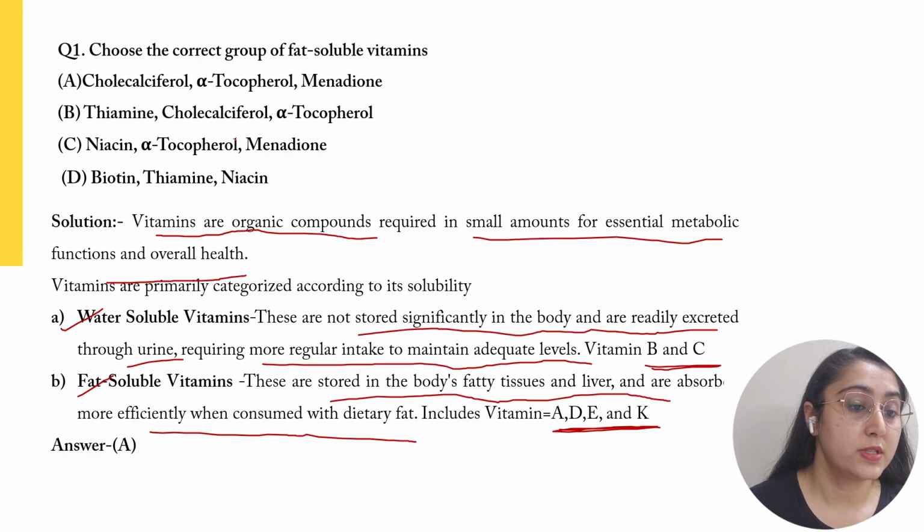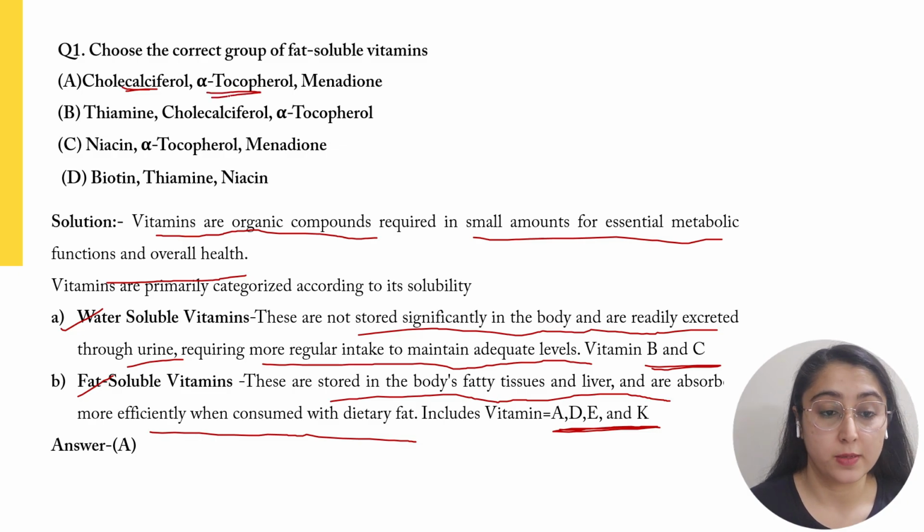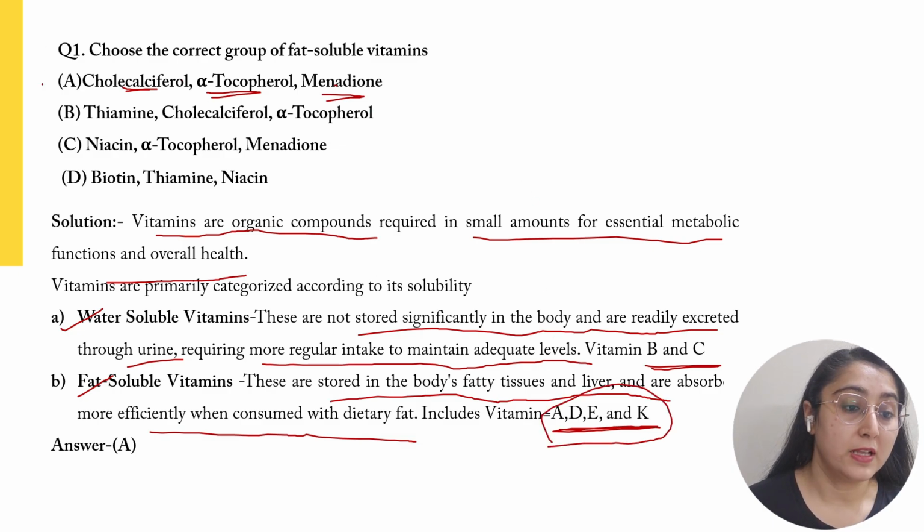So the first option is number 1: cholecalciferol, which is the name for vitamin D as we have just seen, alpha tocopherol, the name for vitamin E, and menadione, which is the name for vitamin K. So we have just studied that vitamins A, D, E and K are fat soluble. Therefore this is a group of fat soluble vitamins.